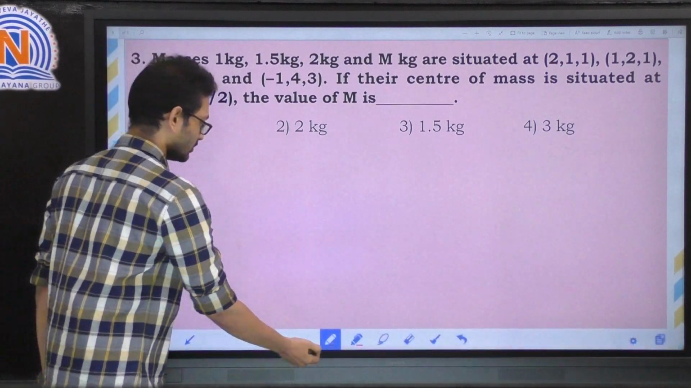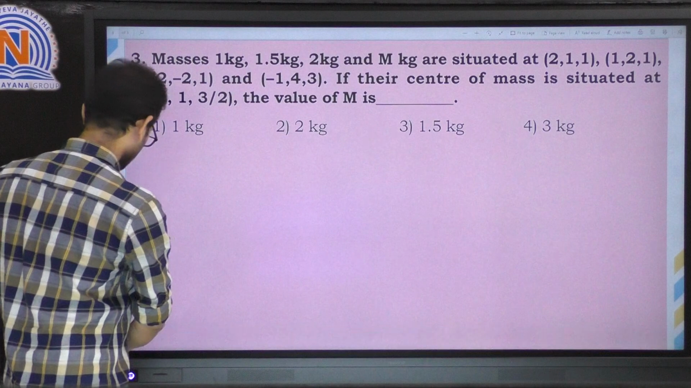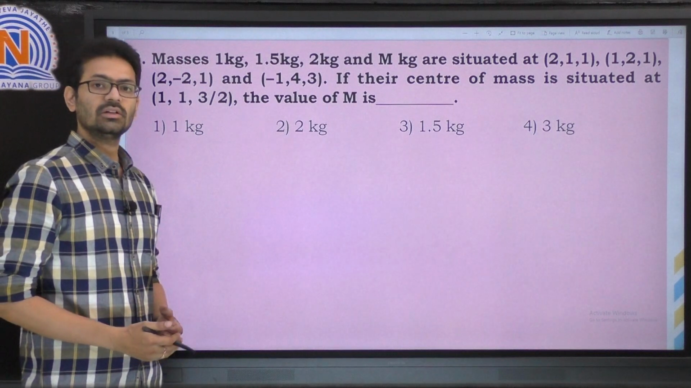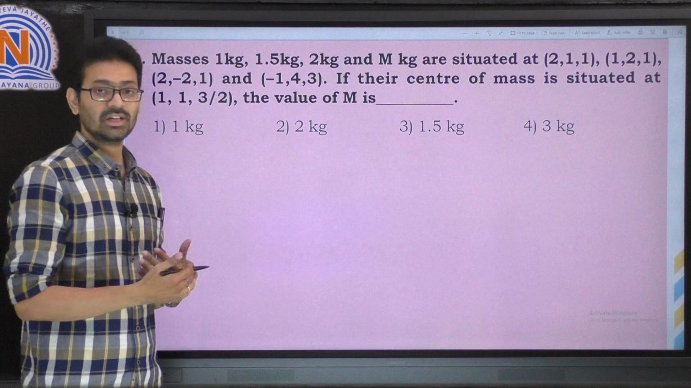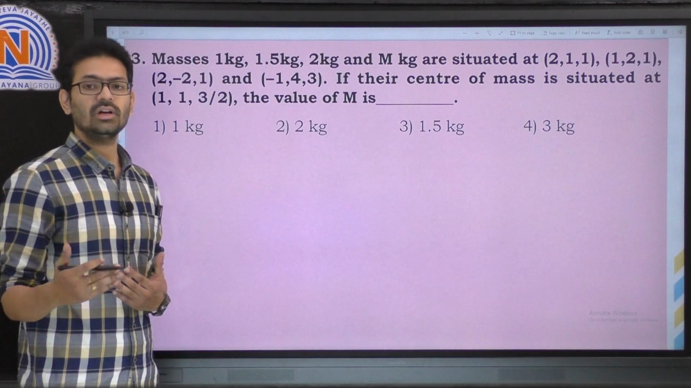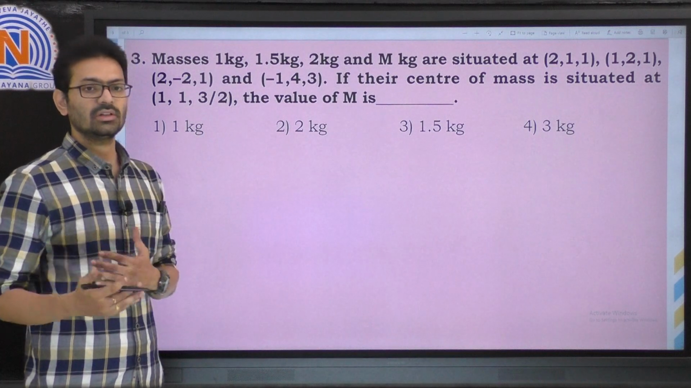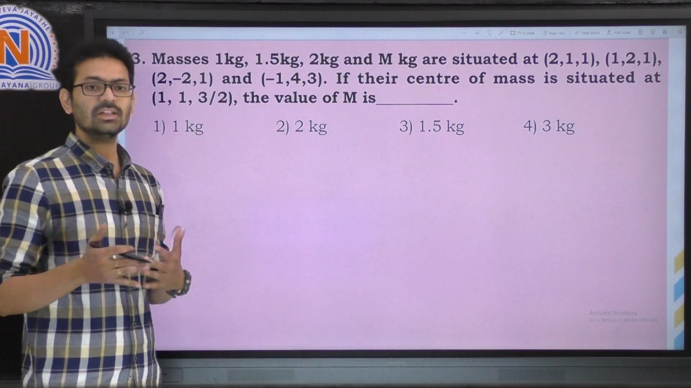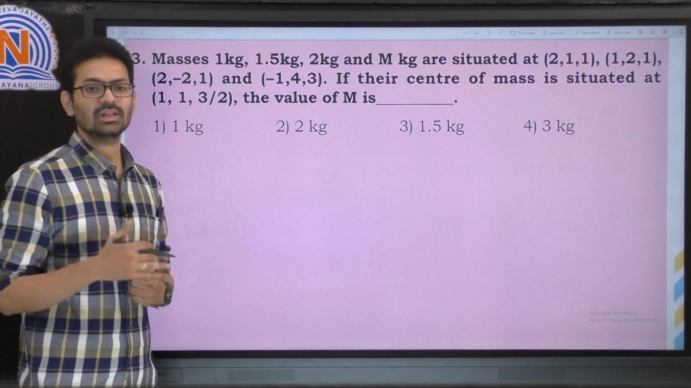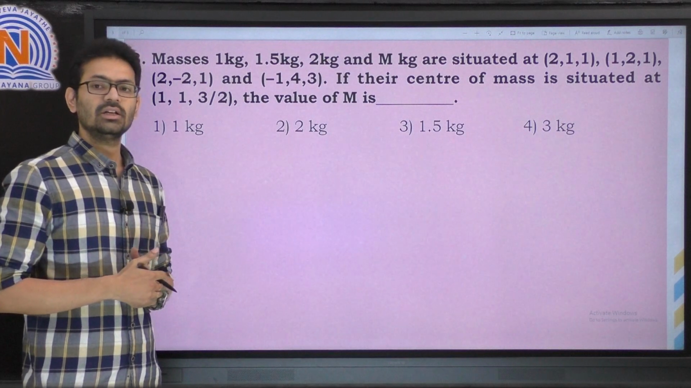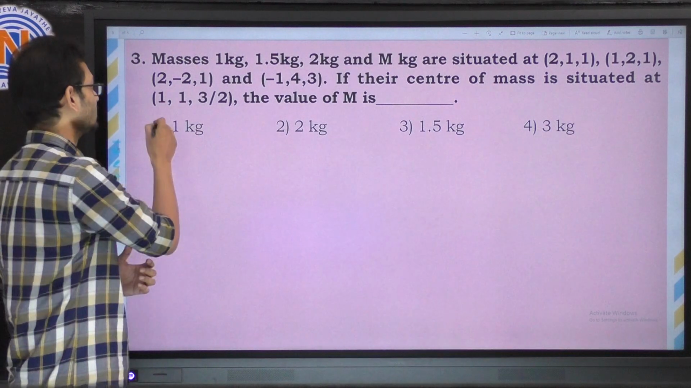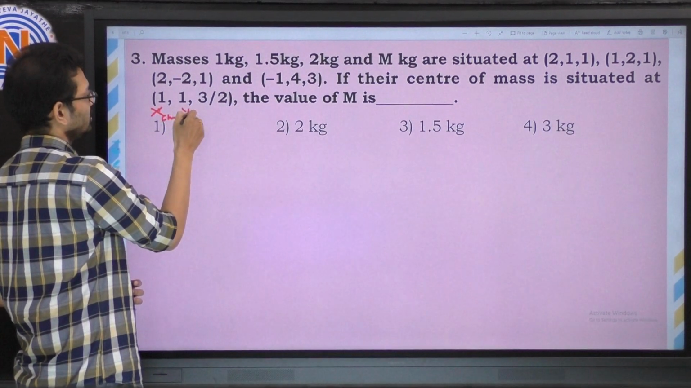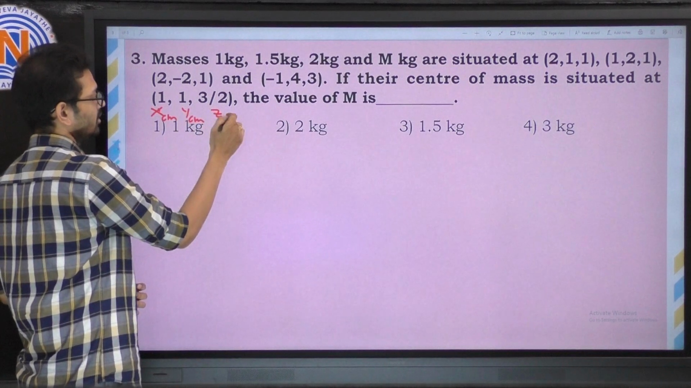Now coming to this question, masses 1 kg, 1.5 kg, 2 kg, and m kg are given, situated at 2, 1, 1 and 1, 2, 1, and the third mass is situated at 2, 1, minus 2, and the last m is located at minus 1, 4, 3. If you observe here, the center of masses are also given. This is the center of mass actually: this is x center of mass, this is y center of mass, and this is z center of mass, ZCM.